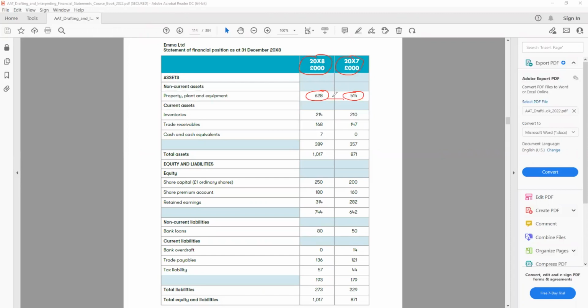That means we bought some more property, plant and equipment, and we need to find the difference, how much you spent to buy the new one. That will be our cash outflow. At the same time, we have to consider, is there any asset we sold from 2017? Is there any disposal from this asset? So you need to take it out. And for the current assets, we have inventories and trade receivables. We have to see if it is an increase or decrease compared to last year, and whether it is an outflow or inflow.